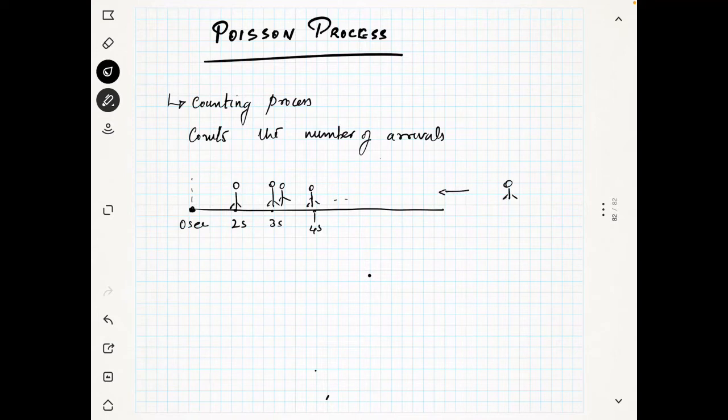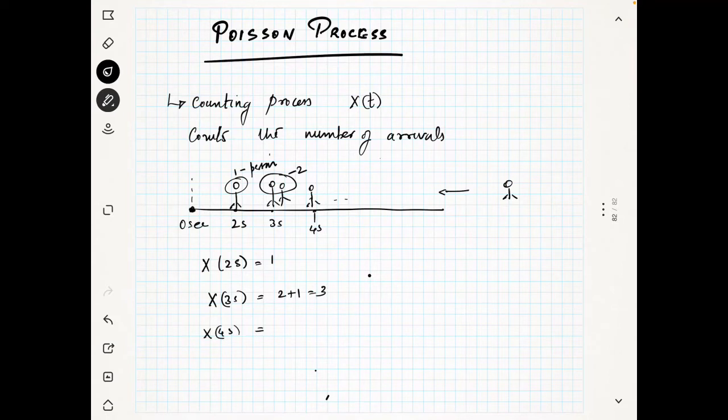This random process is usually represented as x of t, where x of 2 seconds is nothing but that there is only one person. And x of 3 seconds means you have two persons here and one person here, so 2 plus 1, you have 3 persons in the queue. So x of 4 seconds means you have one more guy here, that means 1 plus 2 plus 1, 4 persons in the queue.